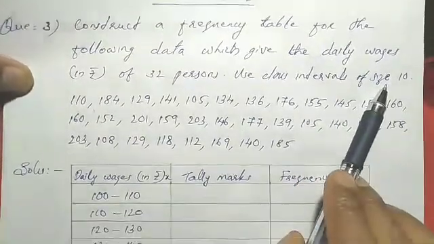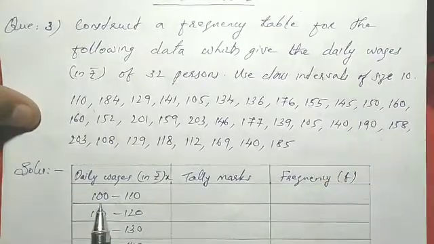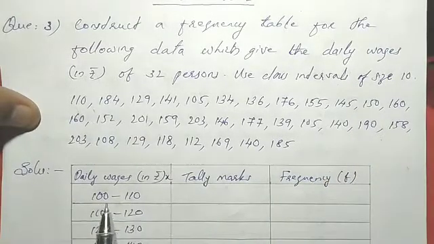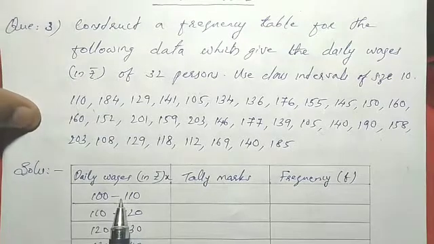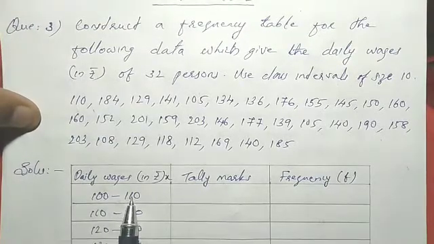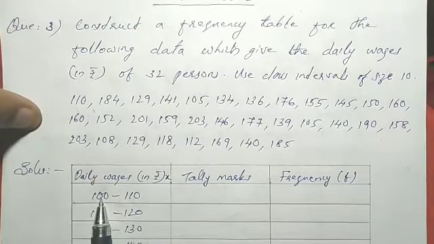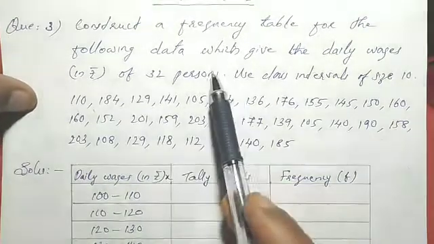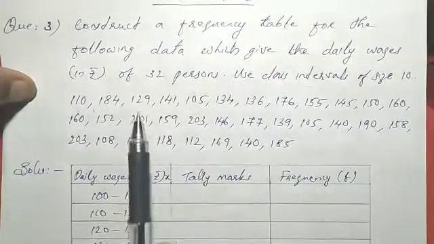So I made it already. Class intervals here: 100 to 110. Class size is 10. What is the formula for class size? Upper limit minus lower limit. 110 minus 100, it is 10. So class size is 10. So we have to make a grouped frequency table for this data.